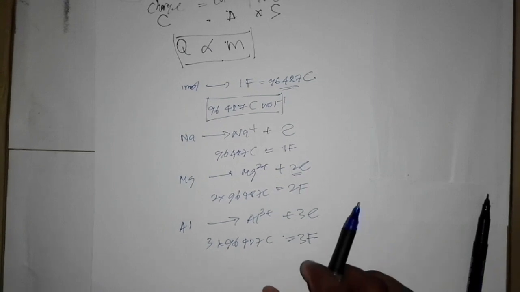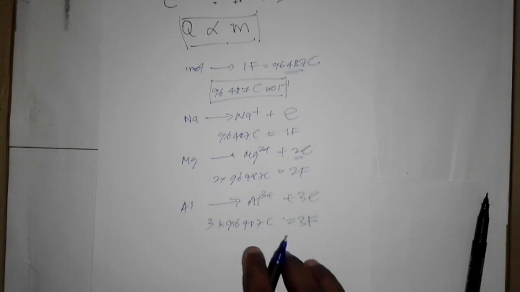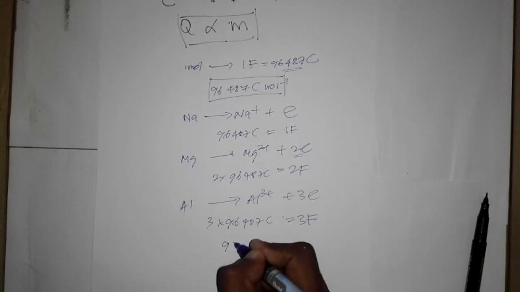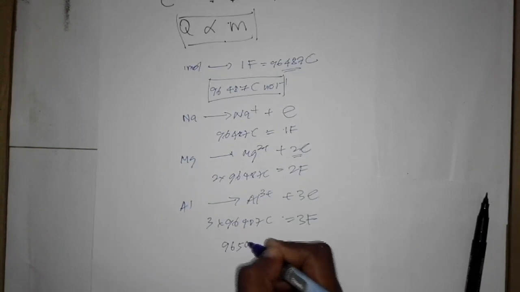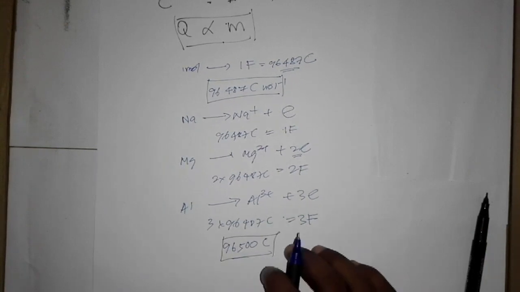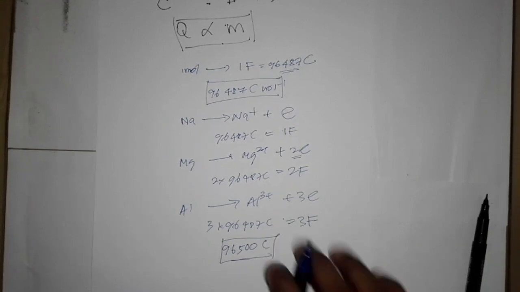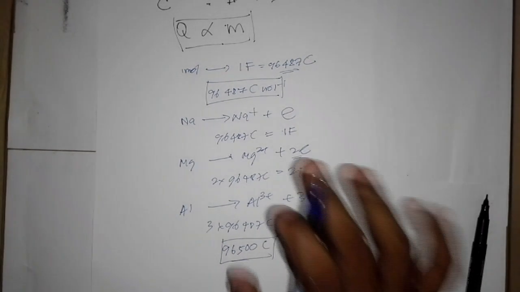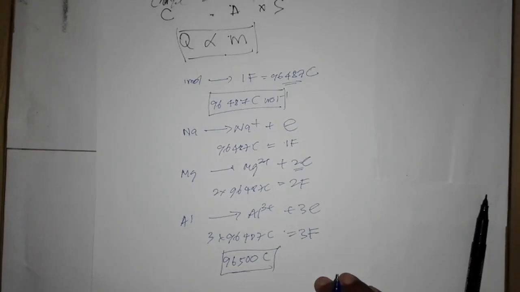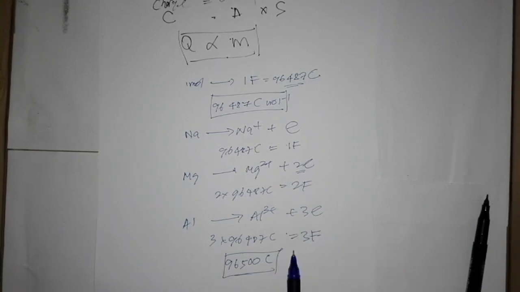Generally, for convenience, this 96,487 is sometimes used as 96,500, but if it is not given, you have to use the exact value. So when you read the question, keep this in mind. This is the only part you have to keep in mind for the calculation of electrolysis with the Faraday law: 96,487 coulomb per mole, and Q proportional to mass.